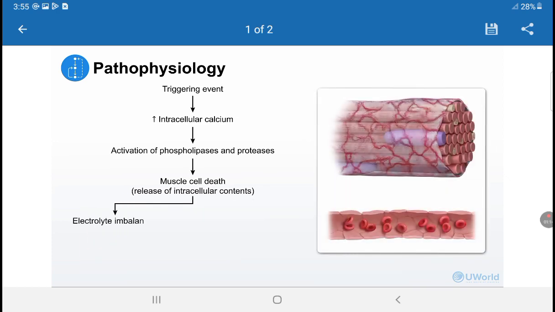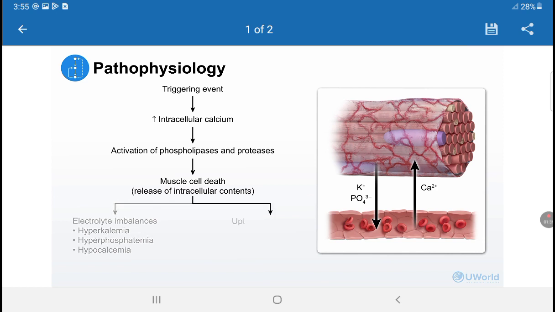The end result is myocyte death with release of intracellular contents into the bloodstream, including various proteins and electrolytes. Leakage of potassium and phosphate from injured muscle cells frequently results in hyperkalemia and hyperphosphatemia, while deposition of calcium salts into the necrotic tissue often leads to hypocalcemia. The necrotic myocytes also create a highly osmotic local environment that results in uptake of free water into the damaged muscle tissue, causing hypovolemia.